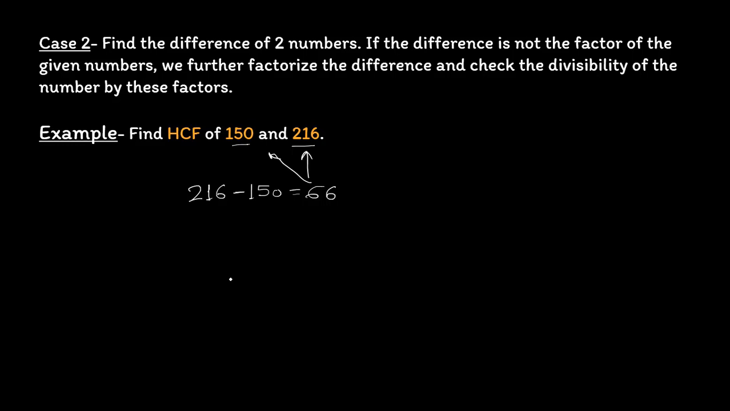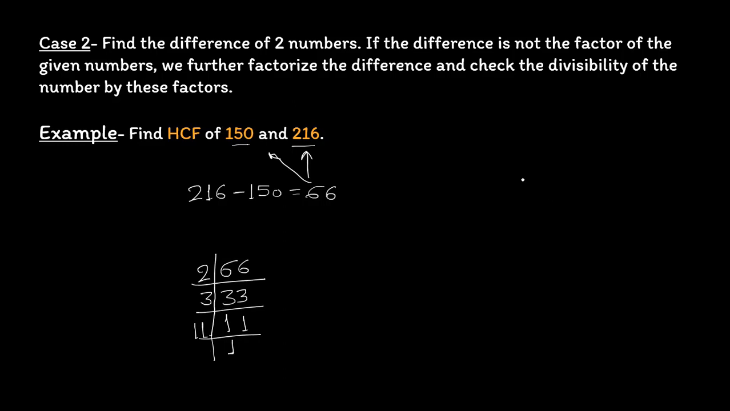Instead of finding factors of 150 and 216, now we will find factors of 66. Factors of 66 are 2, 3s are 3s are, 3, 1s are 1s are, 11, 1s are. So the factors of 66 are 2 times 3 times 11.